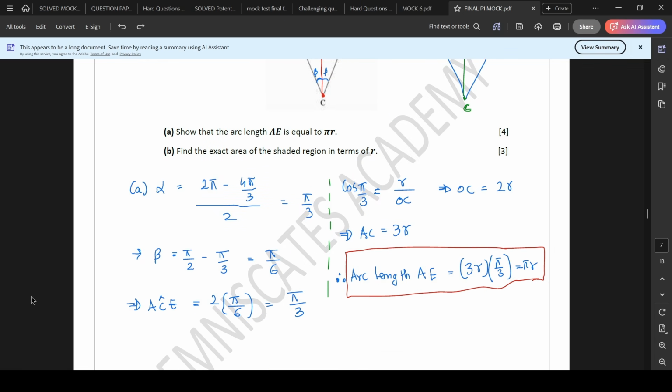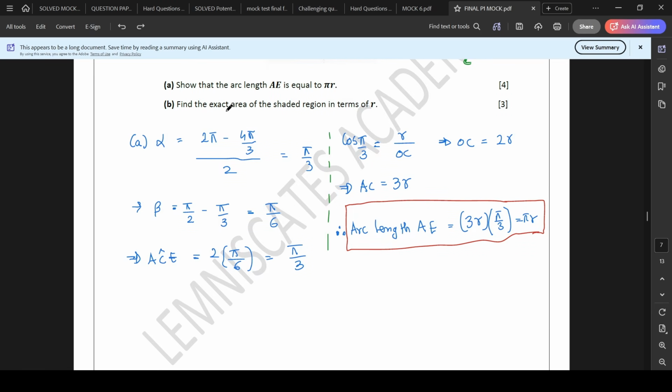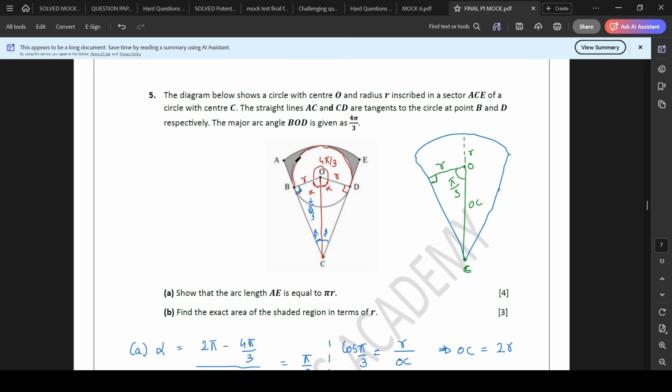Now moving on to part B. Part B is about finding the exact area. Exact means you're not going to give your answer that is non-exact. So we need to give the exact area of the shaded region in terms of R. Okay, let's look into that. How do I find this shaded region?